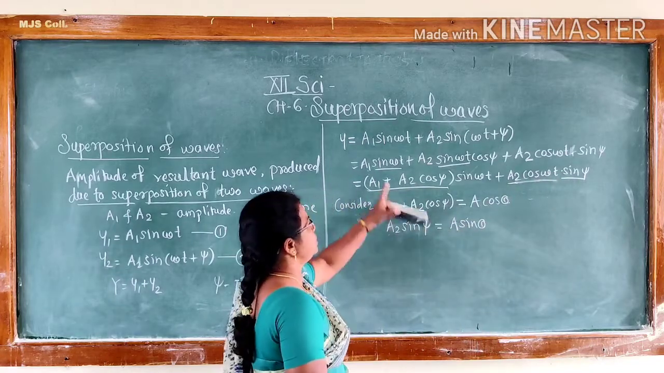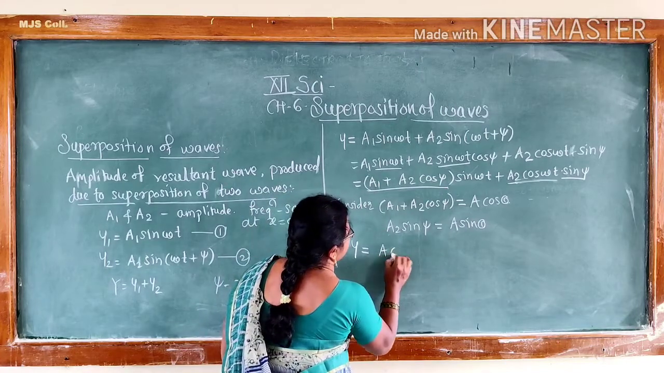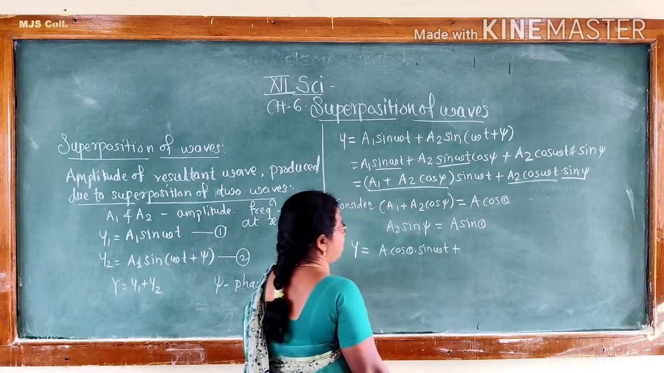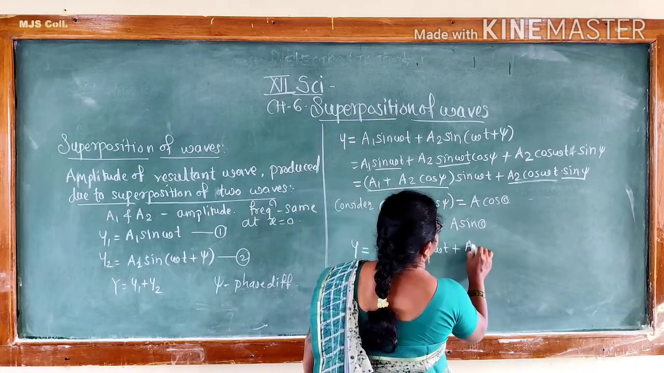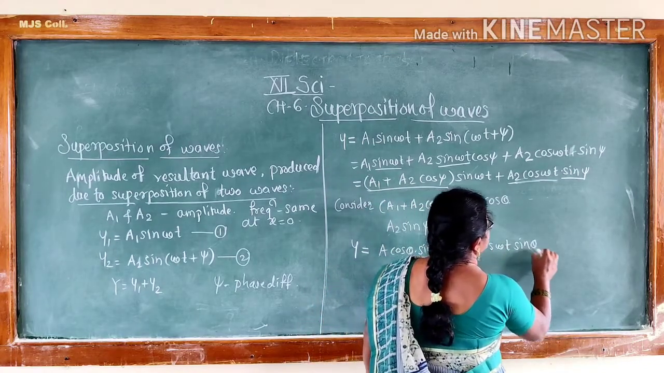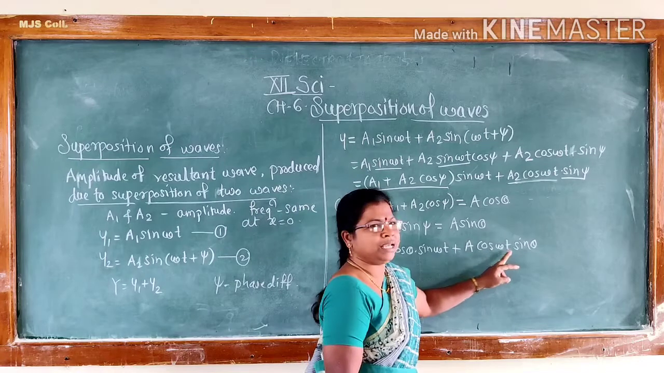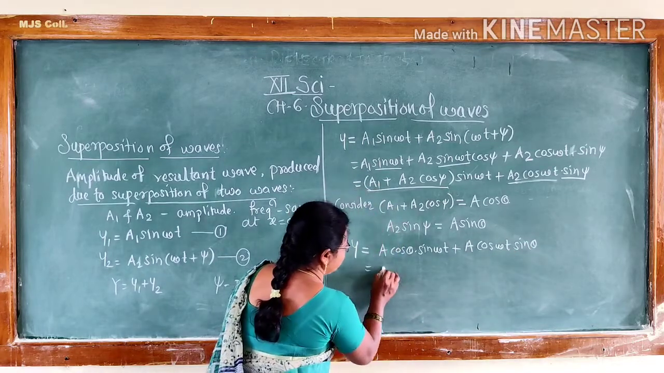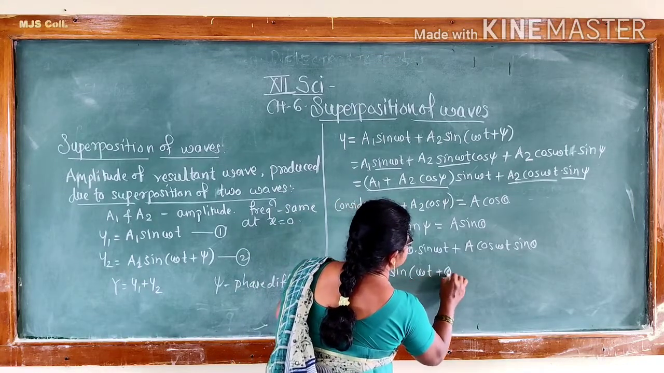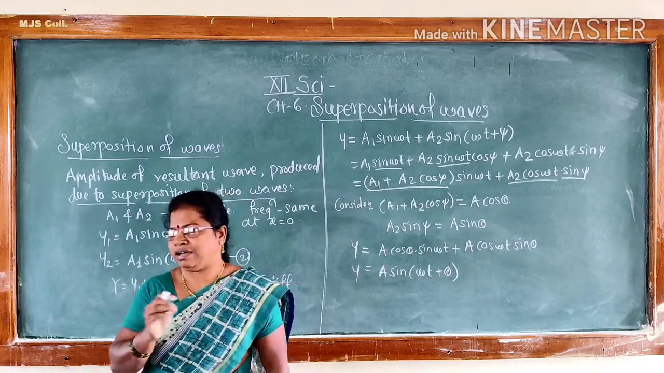Substituting these values in the above equation, you will get y is equal to A cos theta sin omega t plus A cos omega t sin theta. So once again, this is cos theta sin omega t plus cos omega t sin theta. That means this is equal to A sin of (omega t plus theta). So this is the equation of the resultant wave.